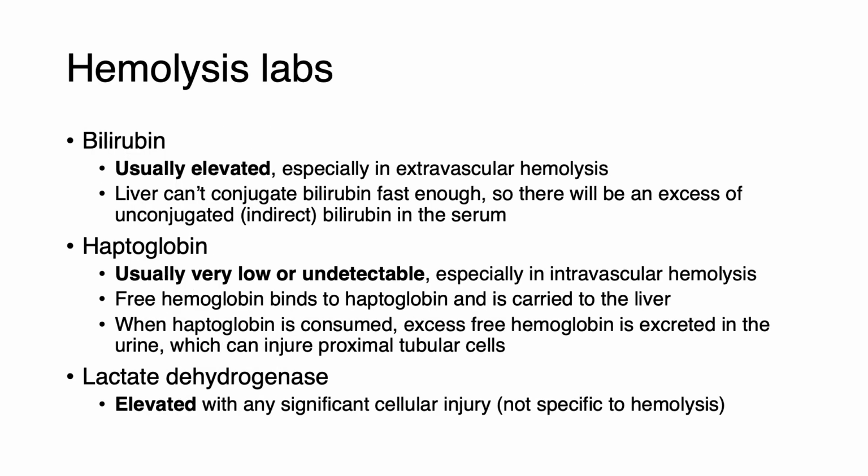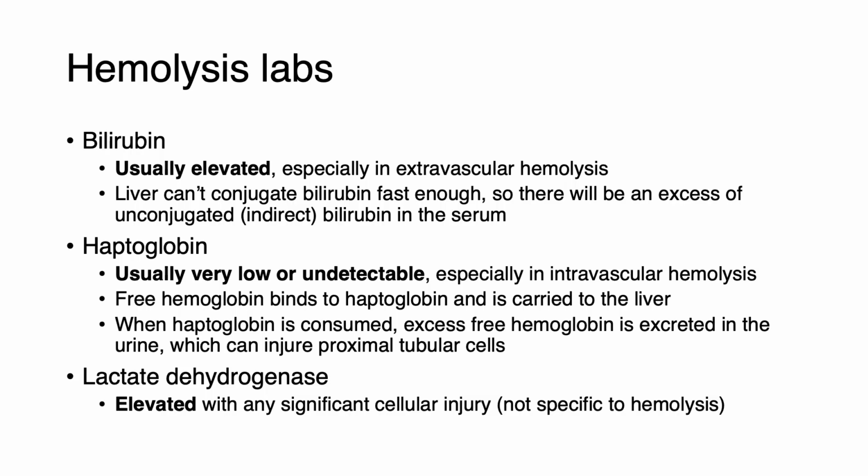So if you think your patient might have hemolysis, you want to check a bilirubin. That's usually going to be elevated, especially if the patient has extravascular hemolysis. This happens because the liver can't conjugate the bilirubin fast enough, so there's going to be an excess of unconjugated bilirubin in the serum. Your haptoglobin is also a helpful test here.